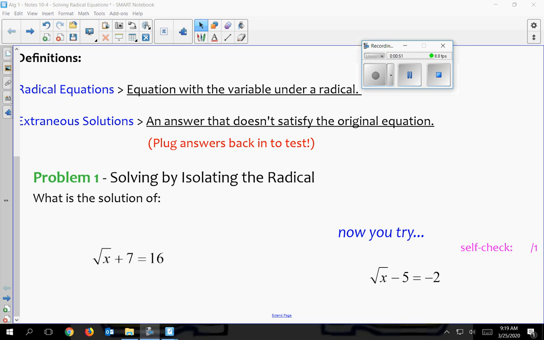We have radical equations. So it's an equation with a variable under a radical. So we're typically going to be working with x being underneath the radical, and we've got to get it out of there. Okay. An extraneous solution is an answer that doesn't satisfy the original equation. So we have to plug answers back in just to see if it makes the equation true. Okay. Just to give you a little heads up too, we're going to have to factor a little bit in this one. And once again, like I said, we have to plug stuff back in.